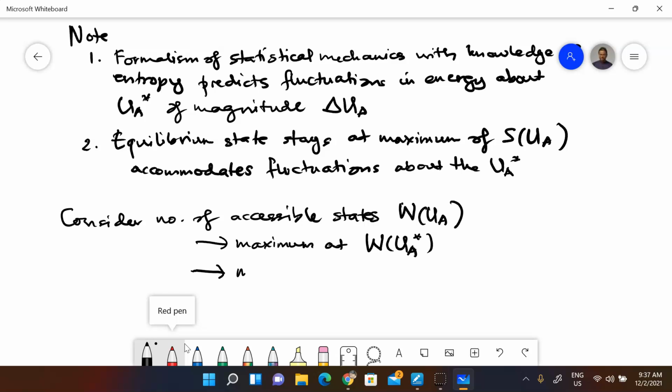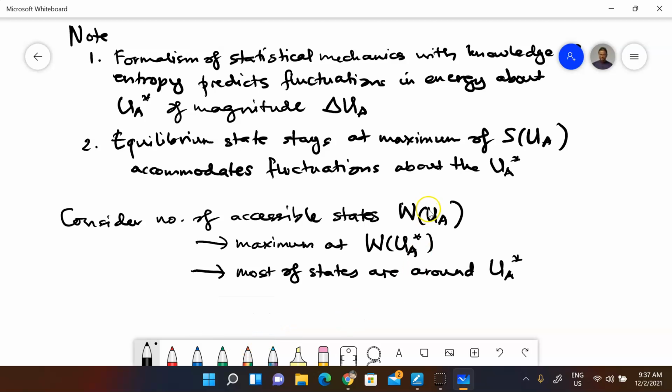Or in other words, most of the states are, how should I say, around UA star. Okay. So can we define the probability of this?